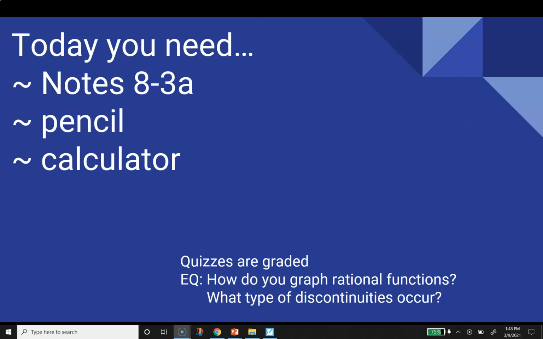Good morning, everybody. Today we're going to move forward with our rational functions. Today we're going to finally start graphing them. So we're going to have two parts of my graphs because we have two different kinds of rational functions that we're going to experience.